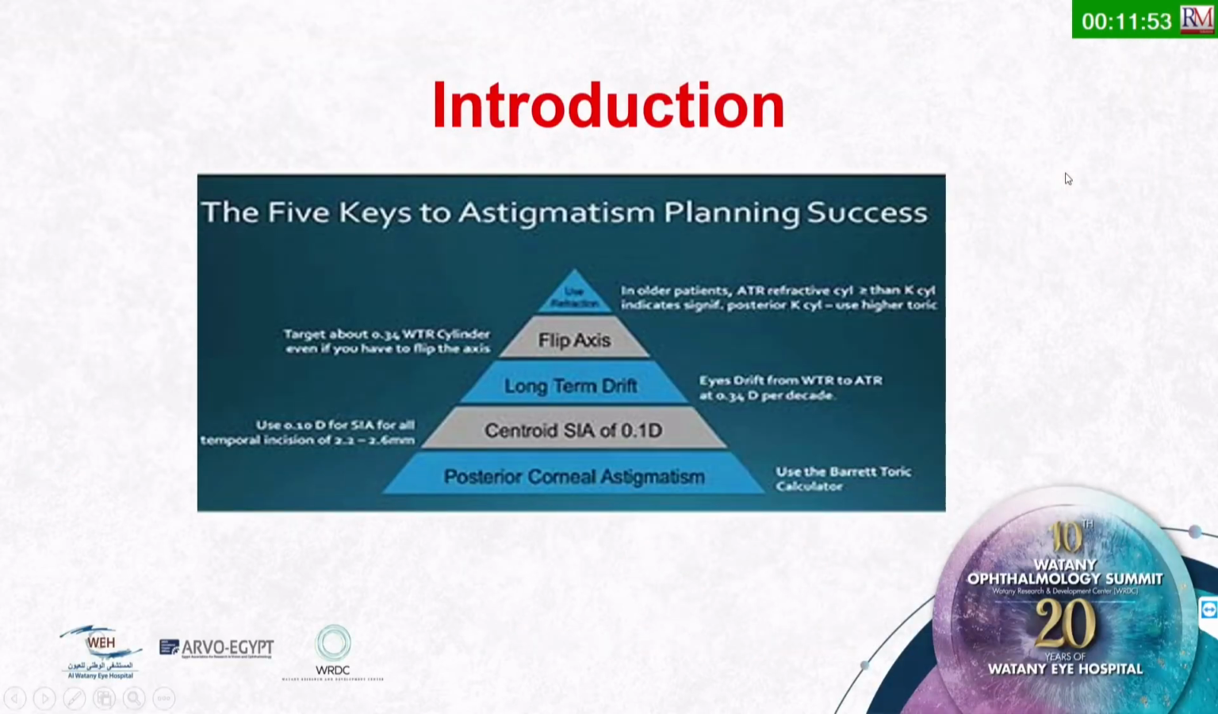So, the 5 keys to astigmatic planning success are to consider the posterior capsular astigmatism and use the Barrett calculator, to input a surgically induced astigmatism centroid value of 0.1, and to aim for a target postoperative refraction of 0.34 with-the-rule astigmatism to make up for the long-term drift into against-the-rule astigmatism, even if I'm going to flip the axis. And please take care of patient refraction.